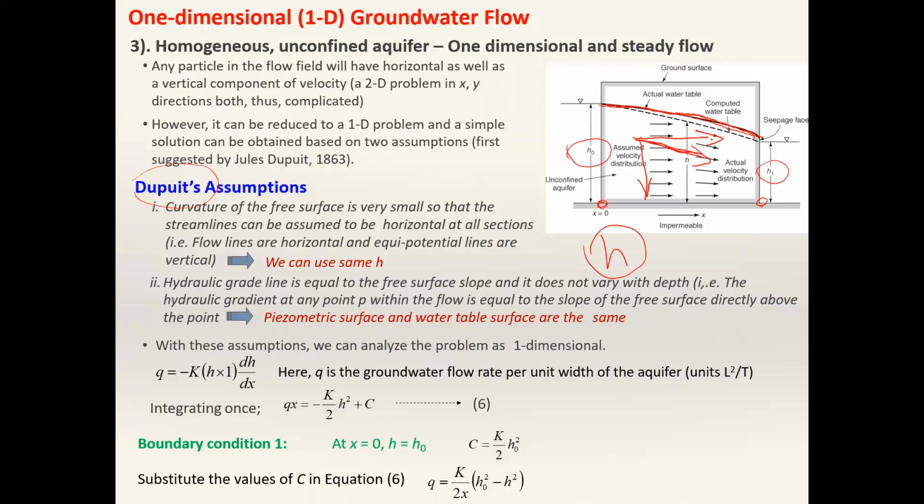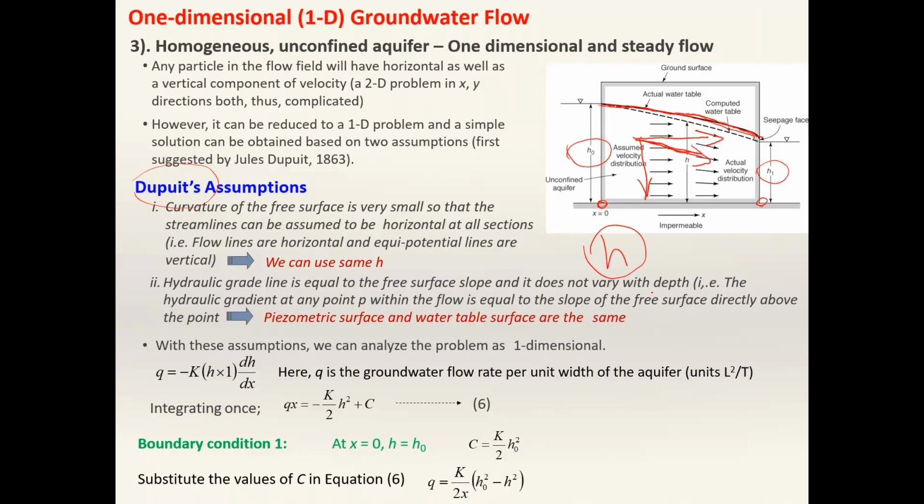The second assumption is that the hydraulic grade line is equal to the free surface slope and it does not vary with the depth. Remember, we talked about the hydraulic grade line in pipe flow. In other words, here the hydraulic grade line is the grade line of the piezometric surface. So when it comes to the unconfined aquifer, that grade line slope is equal to the slope of the free surface. In that case, we can consider this water flow is horizontal, right? So that is an assumption we made.